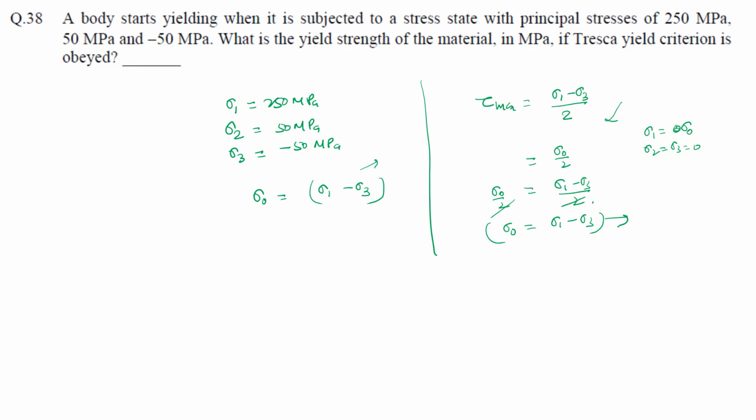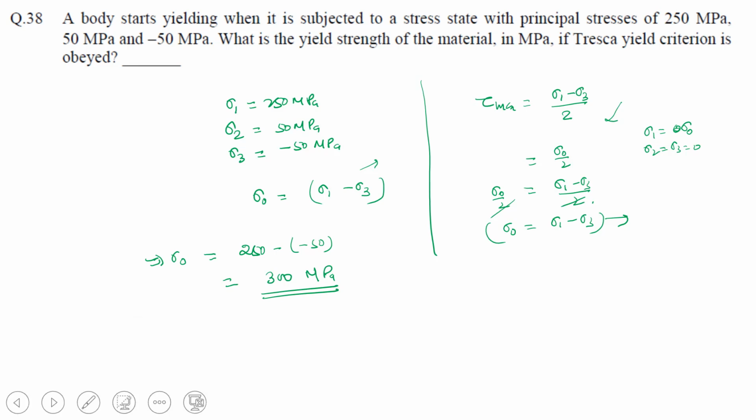So sigma naught will be 250 minus of minus 50. So it will be 300. It is given in MPa, so it will be in MPa.